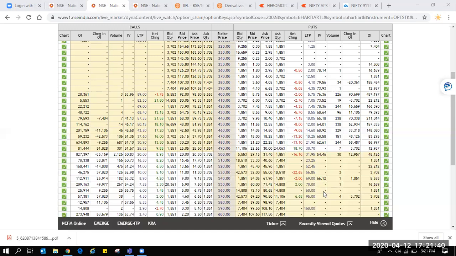But I've explained the strategy also, that the price at which the stock is trading, you should consider the nearby strike and consider the nearby change in OI for the strike. But you need to check for both call and put together. It should not be always call, or it should not be always put. You need to consider on both the sides.